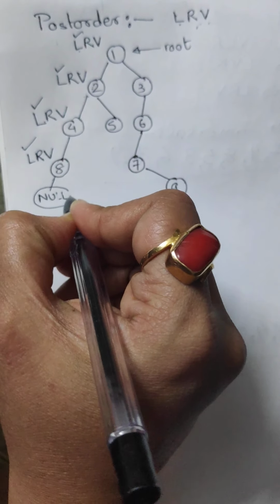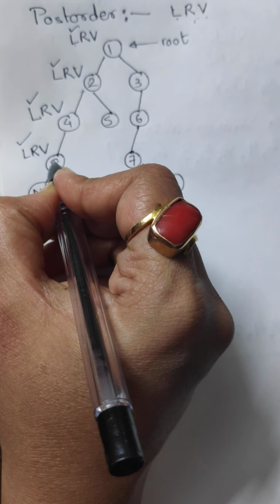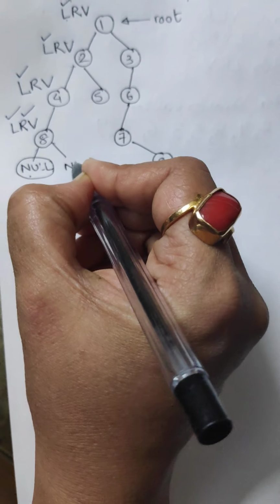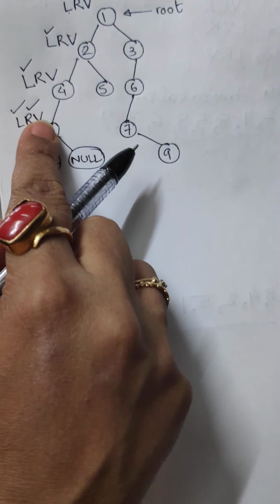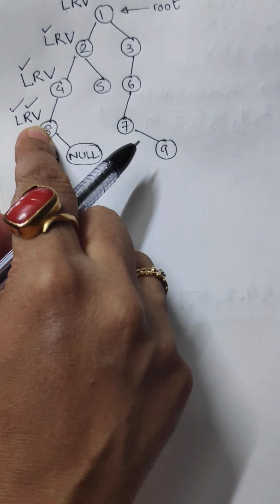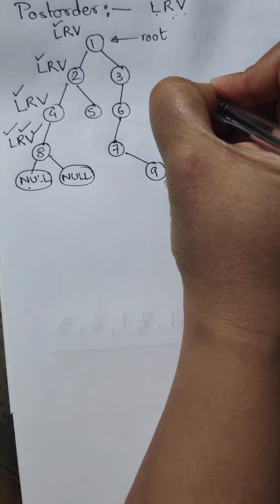So once you get left side of 8 as null, you go back to the node 8 and then you come to the right hand side of 8. Right hand side of 8 is also null. So once left and right of a node is done, then you visit the node. For us, visiting the node means display of the node. So you display the value of the node.